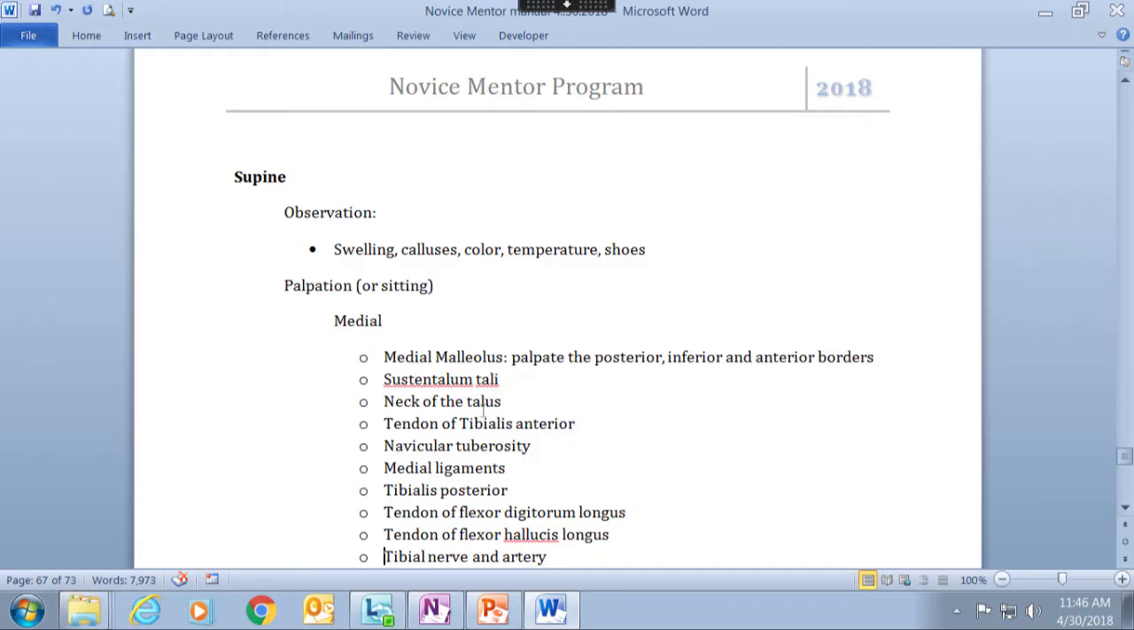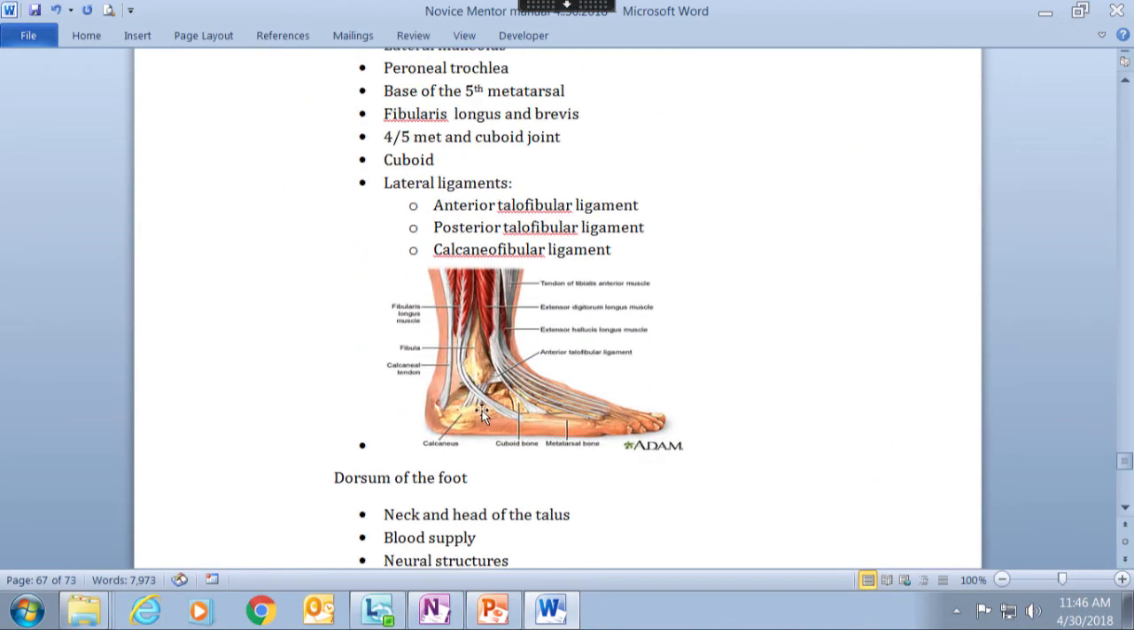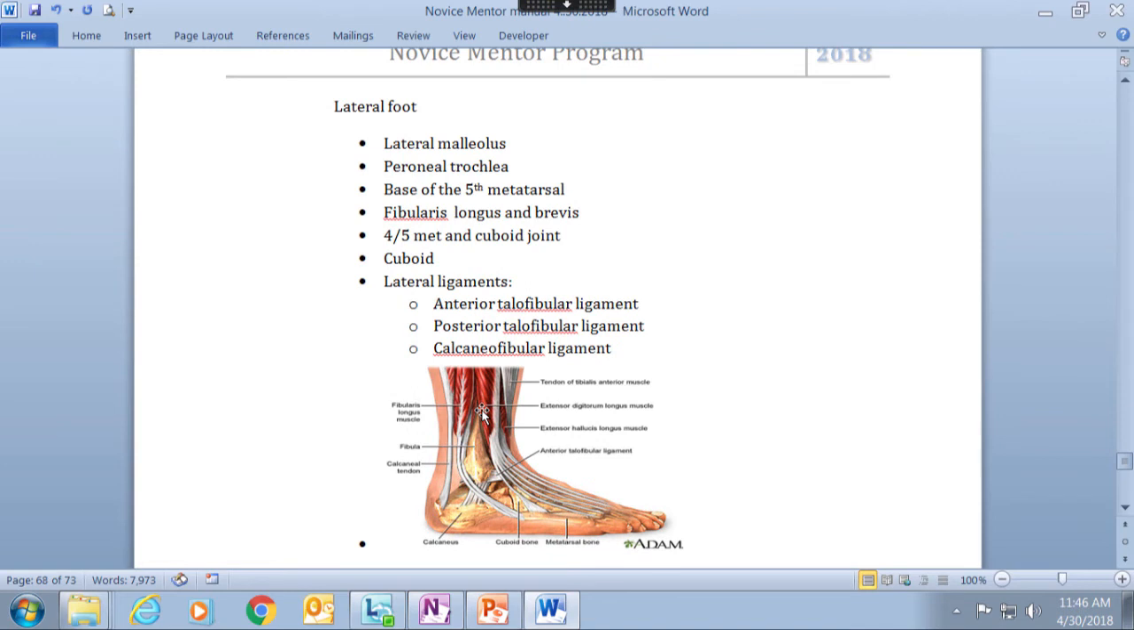As we continue, now we're going to go more towards the lateral side of the foot. Lateral malleolus, go straight down from that onto the calcaneus, the peroneal trochlear, where you're going to have the fibularis longus and brevis. The fibularis longus will go across the foot and go opposite to the first metatarsal. The peroneus brevis will go right to the 5th metatarsal.